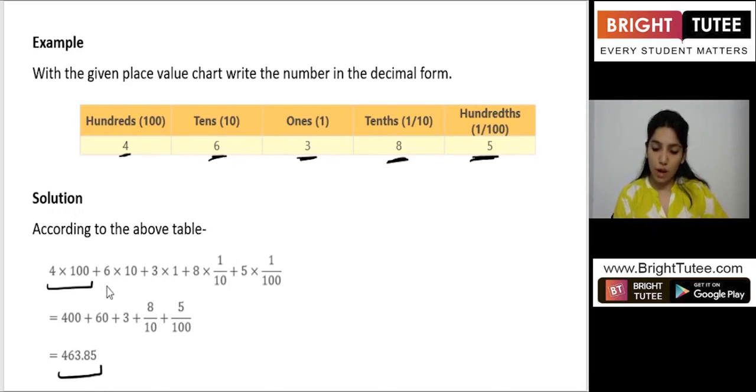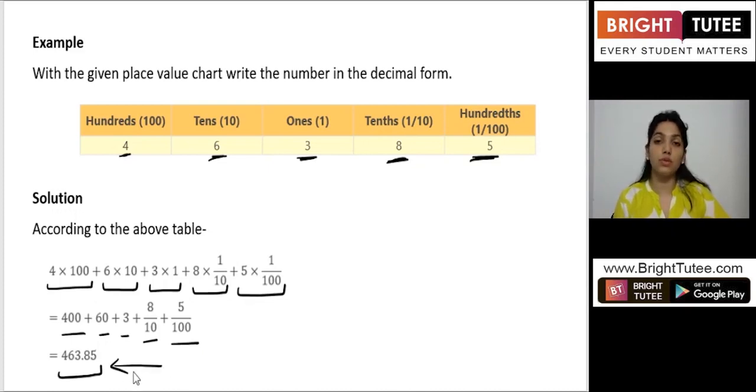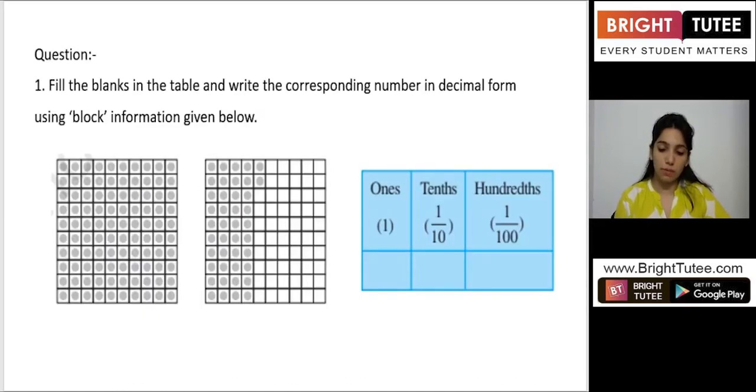We have just seen how we can break these numbers by simply showing them exactly as they are written on the place value table, then solving them into separate forms and then combining the answer to write a whole complete number, that is a decimal number. We will do such questions further, then you will understand it even better.